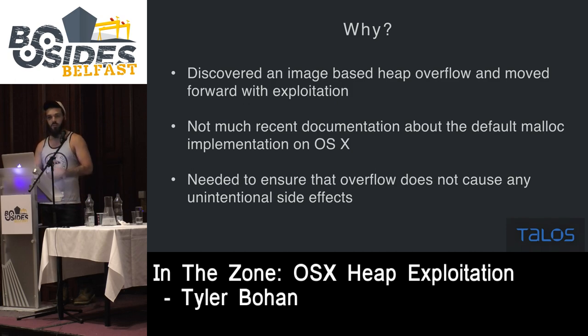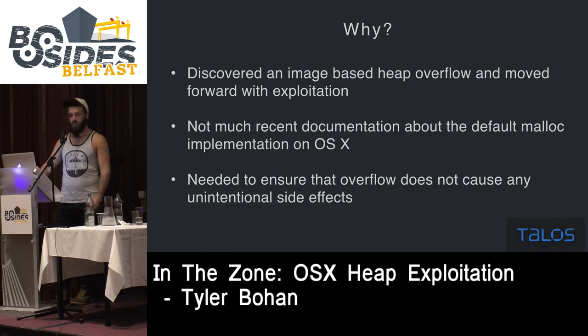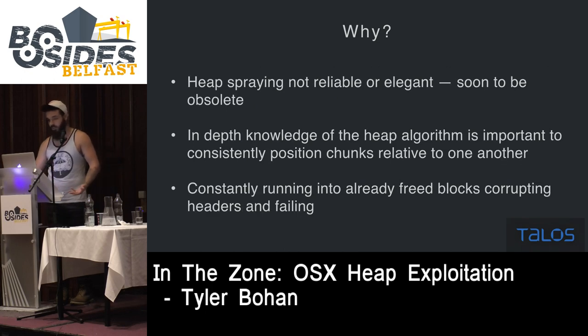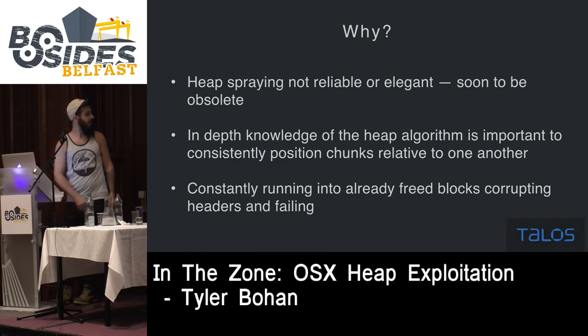So I go look up documentation on OSX. I find a bunch of people have written a lot of stuff in like 2004 and 2005, back when OSX was PowerPC. That's great, that's awesome, but that's not going to help me much. So we have heap spraying that's not reliable or elegant. When I first made this exploit, I just JIT sprayed. I jumped to a JIT spray. I had 10% reliability. Boom, that's a pretty good exploit.